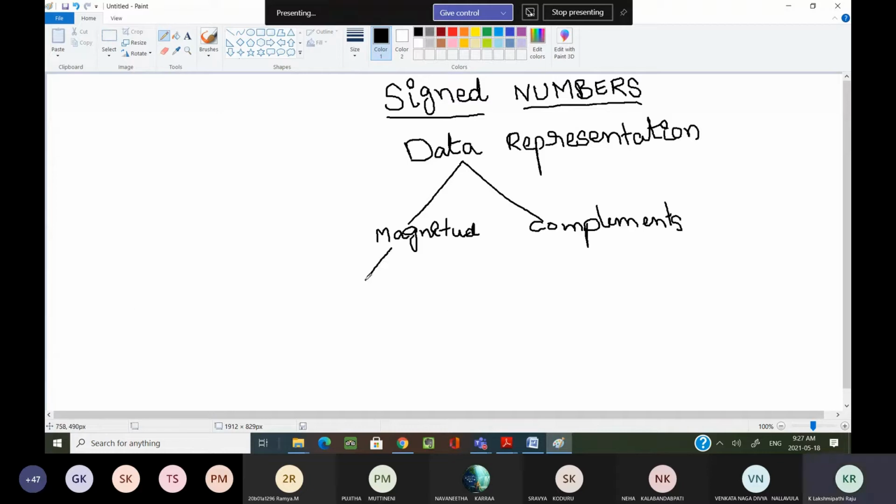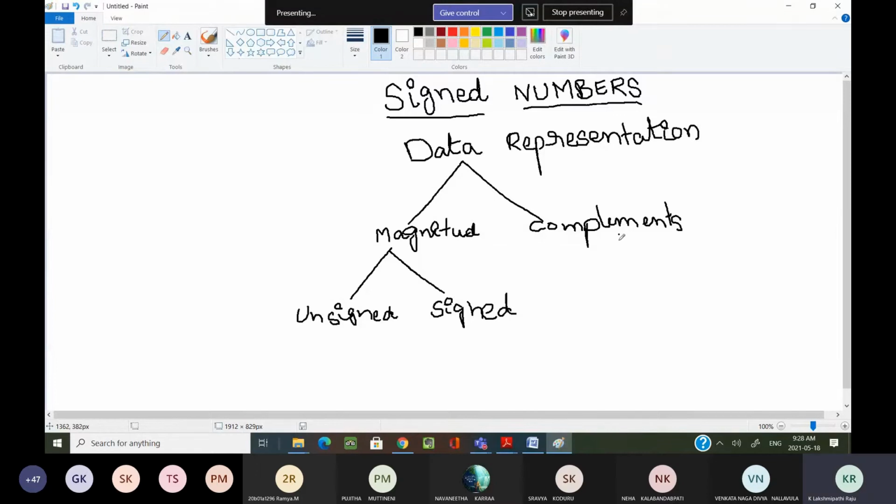Coming to the magnitude representation, once again this falls into two categories: unsigned, and next one is signed. Signed representation.